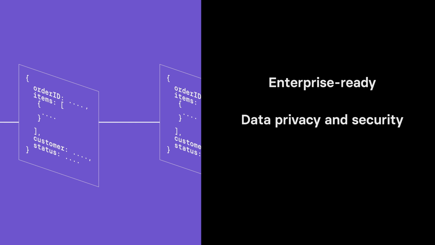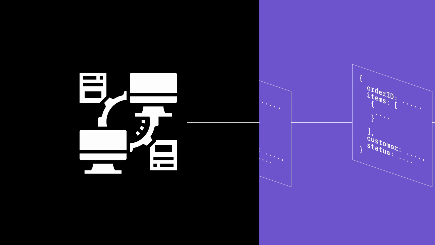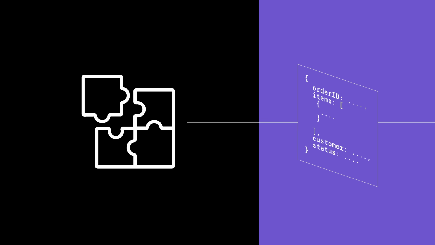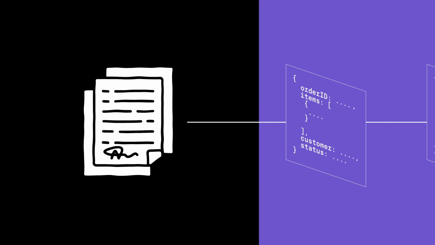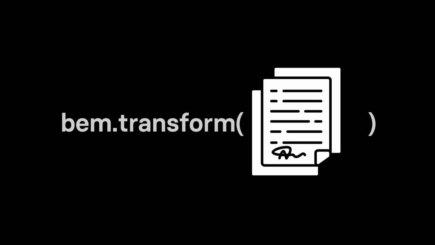Under the hood, we use enterprise-ready machine learning that prioritizes your data privacy and security and gets better the more you use it. Engineering teams today are using BEM to do customer onboardings and migrations in minutes, not weeks, unblock revenue by integrating with systems that are hard to work with, incorporate data from emails and documents into their application, and create cutting-edge UX for their users. All with a simple primitive. Let me show you how it works.